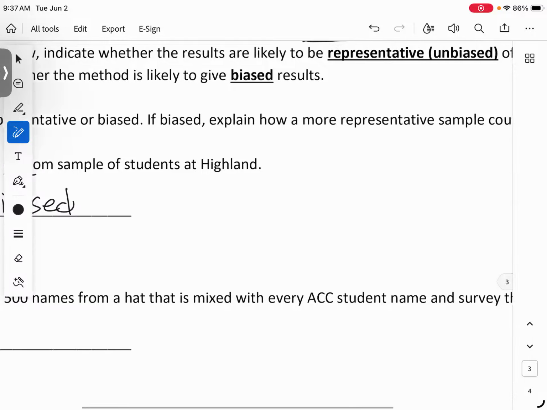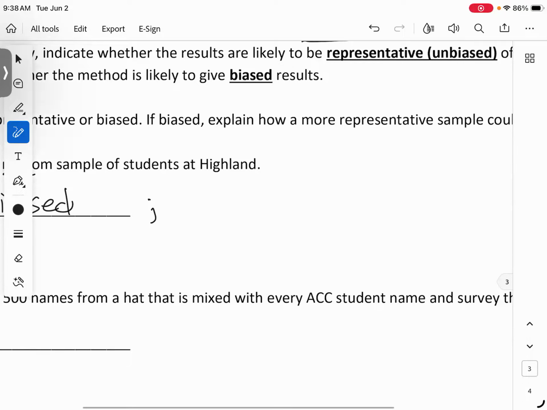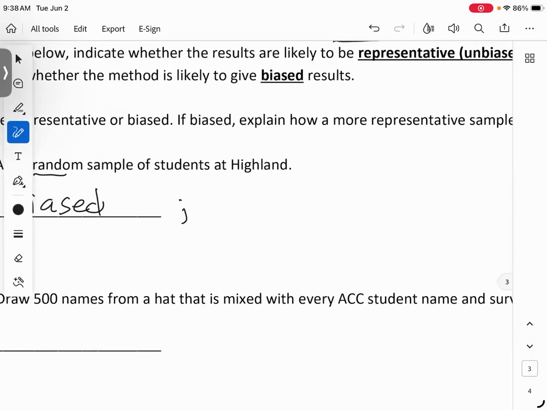And so off to the side on the homework, what you do is explain what is the fix. We like that it's random. That's great. But what's missing is the need to include other campuses. And if they do the randomness at other campuses as well, then you get the full representation.